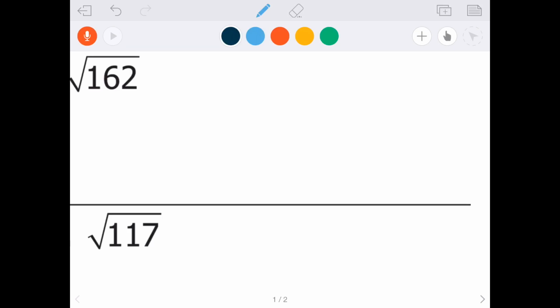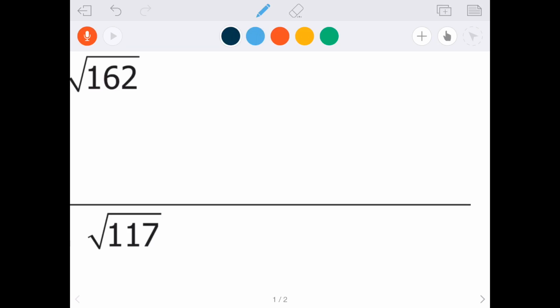So how we're going to do this is we have the square root of 162. Now the square root of 162, 162 is not a perfect square. So if we were to take the square root of 162, we would get a decimal. So we are going to simplify this into simplest radical form.